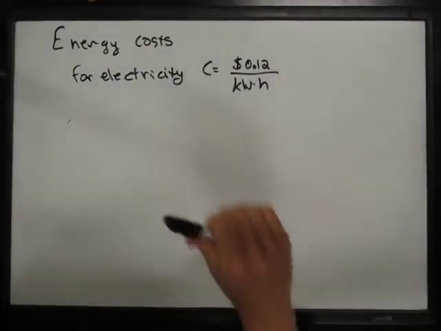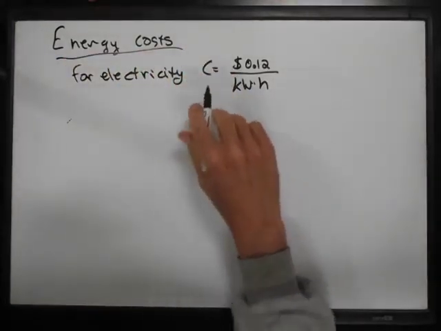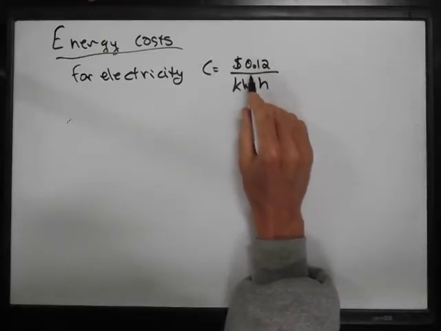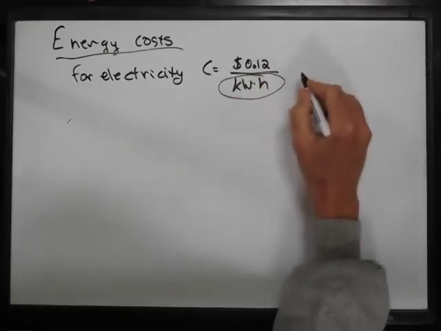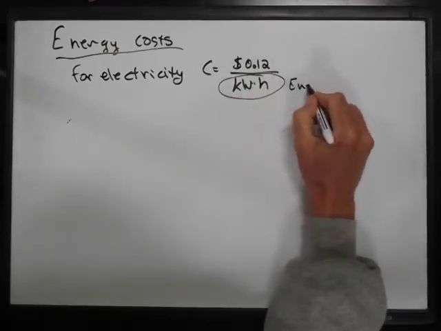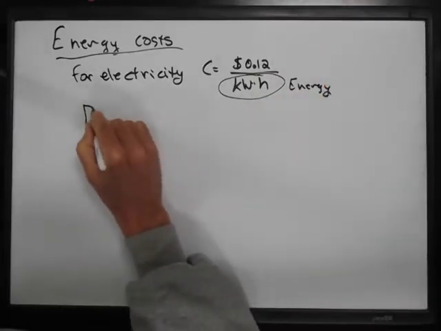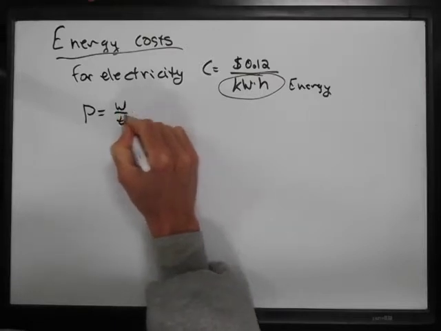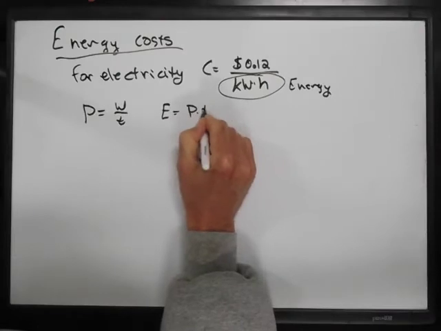So normally we're paying for energy, right? And so let's just talk about energy costs for a minute. For electricity, if you look at your electric bill, you're generally charged per kilowatt hour. It's like 12 cents per kilowatt hour, or $0.12 per kilowatt hour. Kilowatt hour is a unit of energy, right? Because if you remember, we said in the last section, power is equal to work over time. Well, work is an amount of energy, and so we can say, look, energy is power times time.